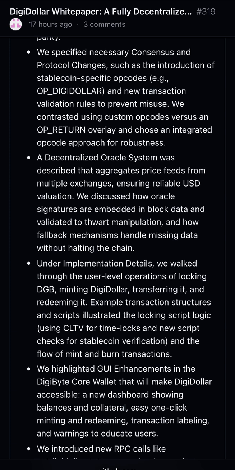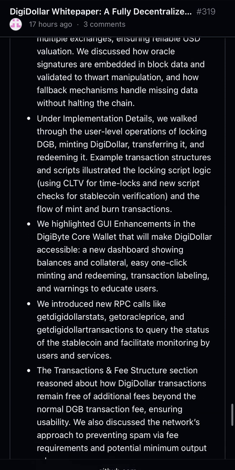A decentralized oracle system was described that aggregates price feeds from multiple exchanges, ensuring reliable USD valuation. We discussed how oracles' signatures are embedded in block data and validated to thwart manipulation, and how fallback mechanisms handle missing data without halting the chain.